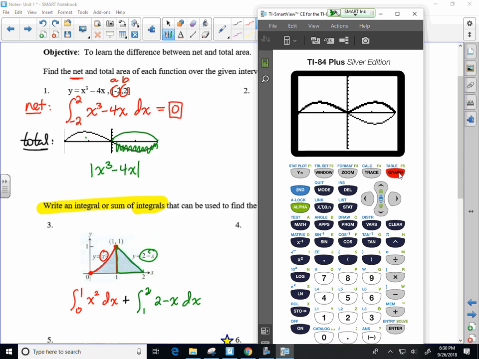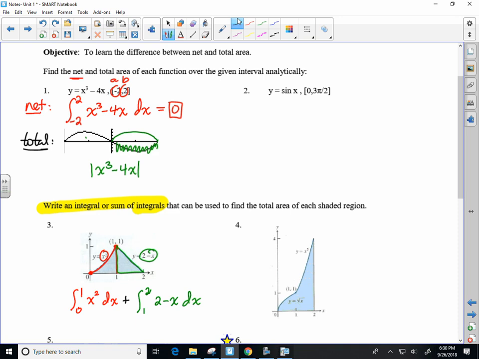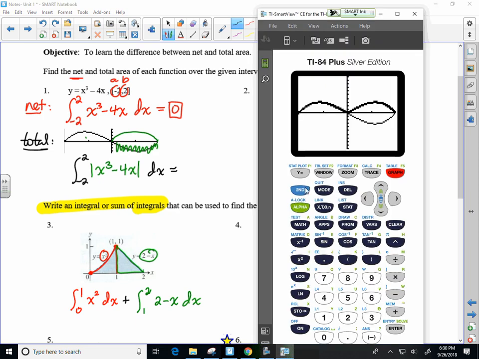So my total area on the same interval should be what I would get if I were to integrate the absolute value of the function. All right, there are drawbacks to an approach like this, pretty significant drawbacks, I would say.